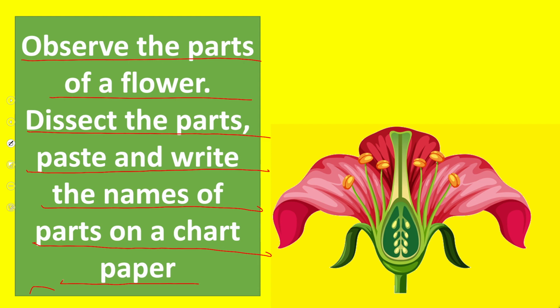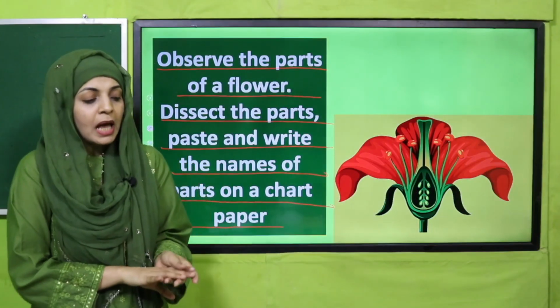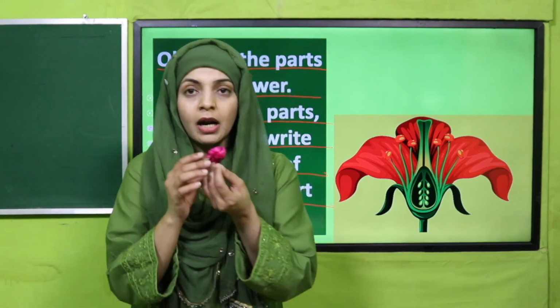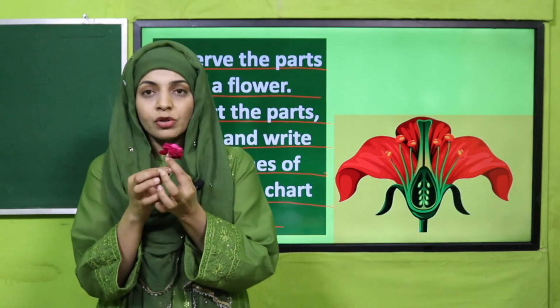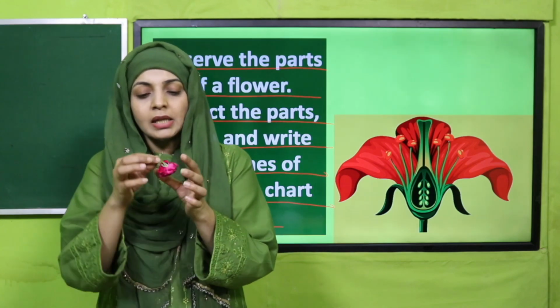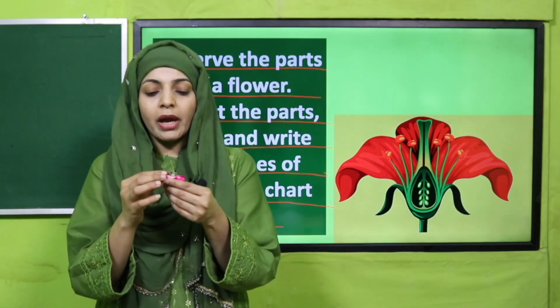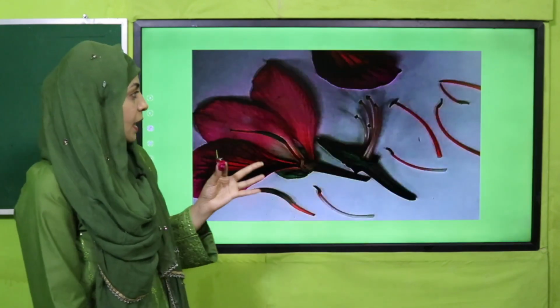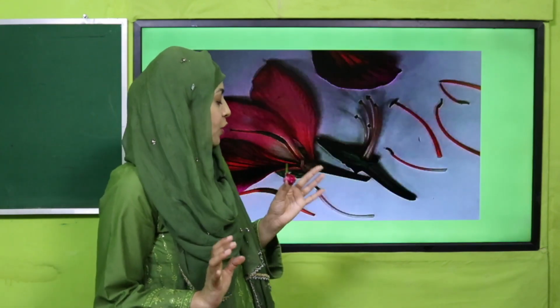आपको एक flower चाहिए for dissection, and I will also show you different parts of the flower. I have this flower. This is a rose flower. You can find it anywhere. ठीक है, और हम इसके different parts को देखेंगे. So this is how I will split the flower into different pieces.